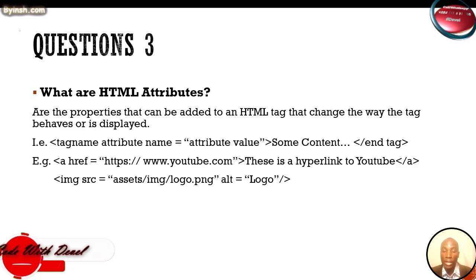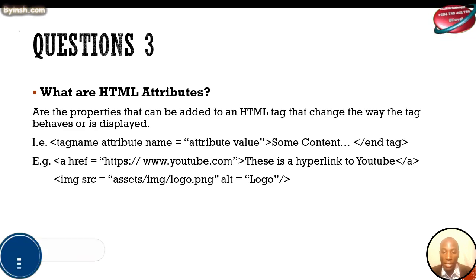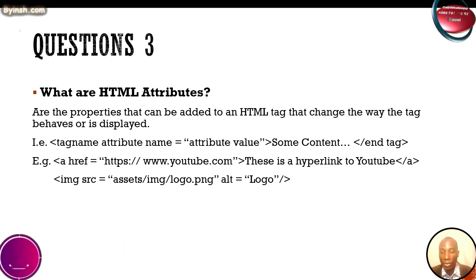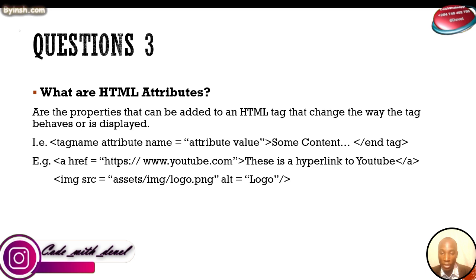Question 3. What are HTML attributes? These are added to an HTML tag to change the way the tag behaves or is displayed. For instance, you will add inside the tag the attribute name equals to, and the value will go in double quotation marks, the attribute value.